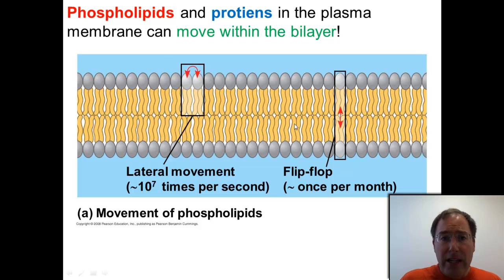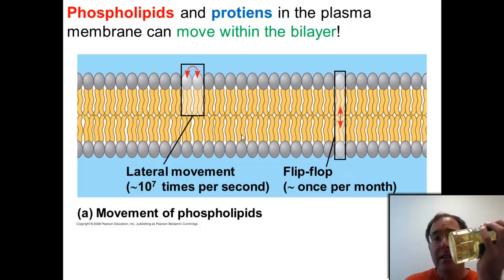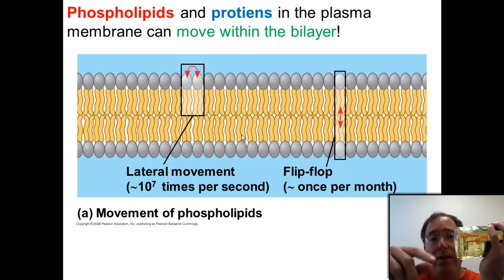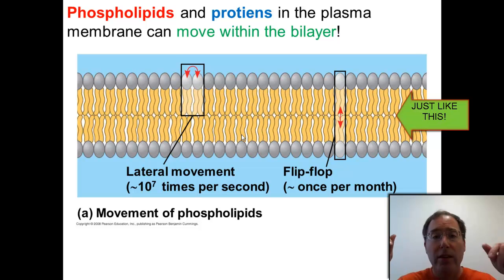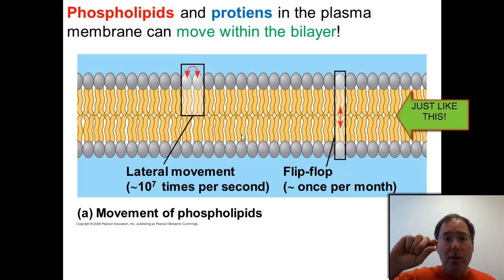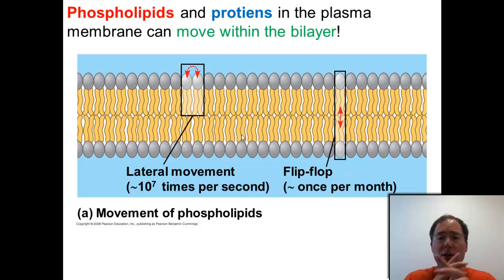Understand here when you see this that not only do the phospholipids move at 10 to the 7, that's 10 million times per second. What that means is that the phospholipids in here, let's say if this was a single layer of phospholipids made up of this, just like you see on the slide, those things can move back and forth and switch places super quickly. It's a very fluid process.